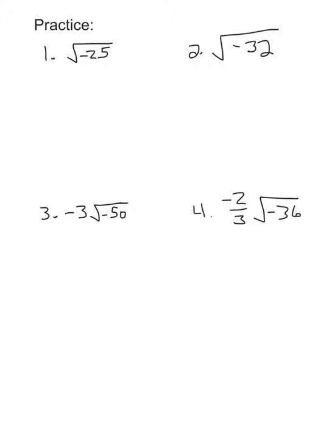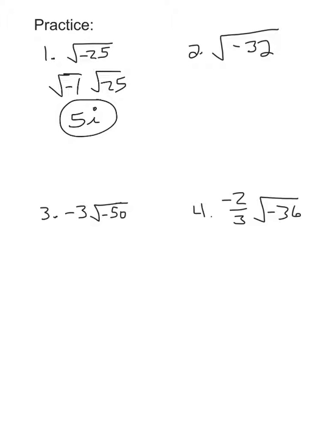Grab a pen instead of moving everything around. Take the square root of negative 1 times the square root of 25. We know the square root of 25 is 5, and the square root of negative 1 is called i. So there's your answer, 5i.